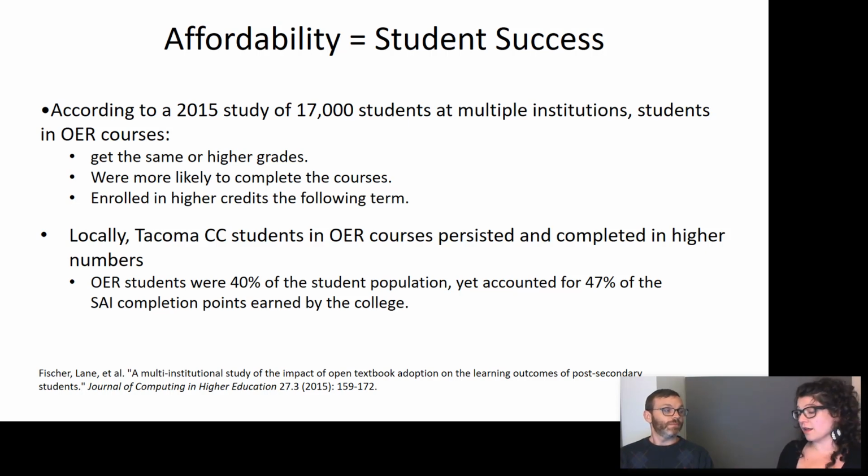Locally, Tacoma Community College has made a big push on including OER materials in their courses. And the students enrolled in courses with OER materials were 40% of the overall student population, but they accounted for 47% of the SIA completion points that were earned by the college. I don't know what that actually means, but our dean says that that's really important. SIA, I think it's Student Achievement Initiative. Yes. Beyond that, that's as far as I know. I think it's a big deal. Yeah, whatever it is, it's a big deal.